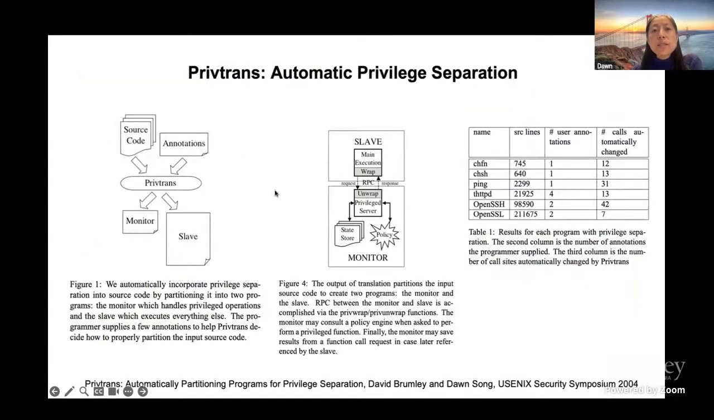So in this case, I showed privilege separation in the example of a traditional system. And when we have agentic hybrid systems, privilege separation is even more important. And we can further extend approaches like this to help automatically separate these monolithic applications into different components, where each component only has the least privilege that's needed for executing its operations.